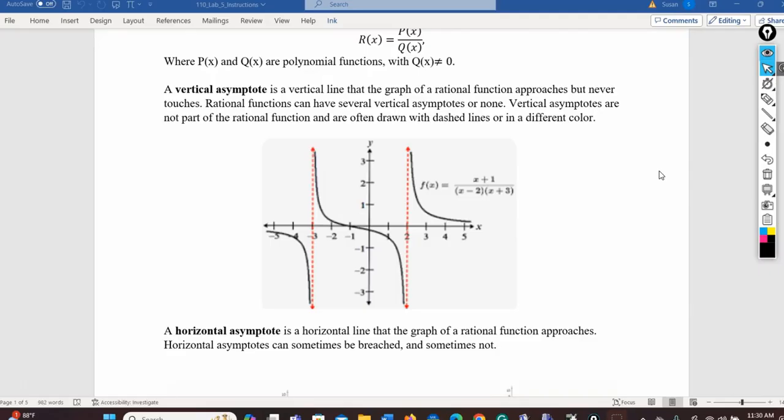polynomial. So we have a concept of what domain and x and y intercepts are from Math 100. With asymptotes, there's two types. There's vertical asymptotes and horizontal asymptotes. A vertical asymptote is a vertical line, and notice here that they're drawn in a different color because they are not part of the graph. They're not part of the function. It's a vertical line that the graph approaches but never touches. So with vertical asymptotes, that is always the case. They will never be breached.